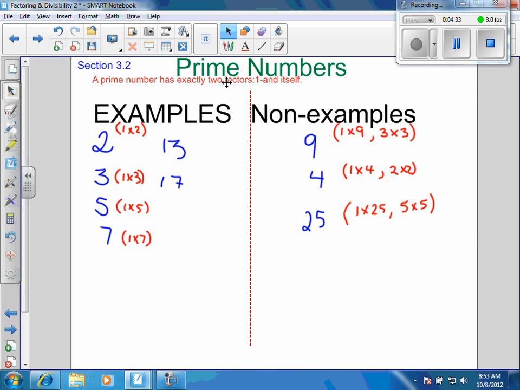So do you guys understand that? So it has to have exactly 2 factors. 1 has to be one of the factors, and then the number itself has to be the other. So 1 isn't a prime number because it doesn't have 2 factors.